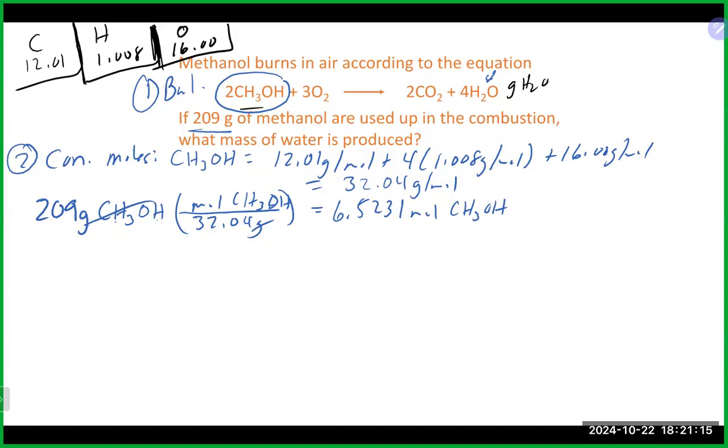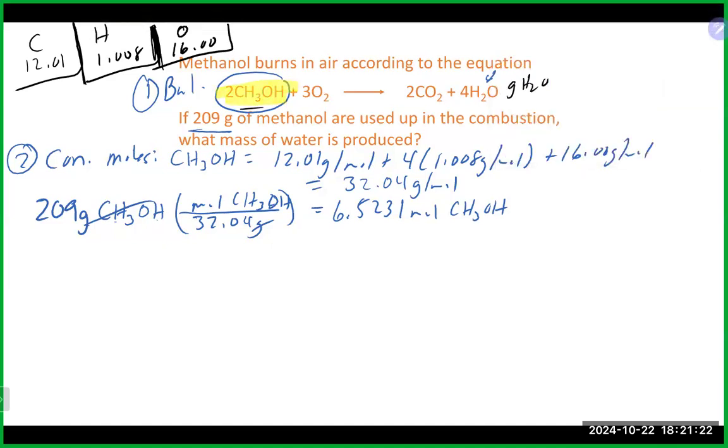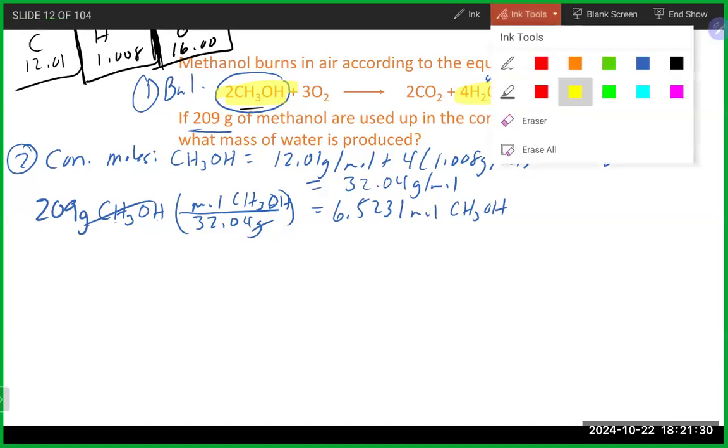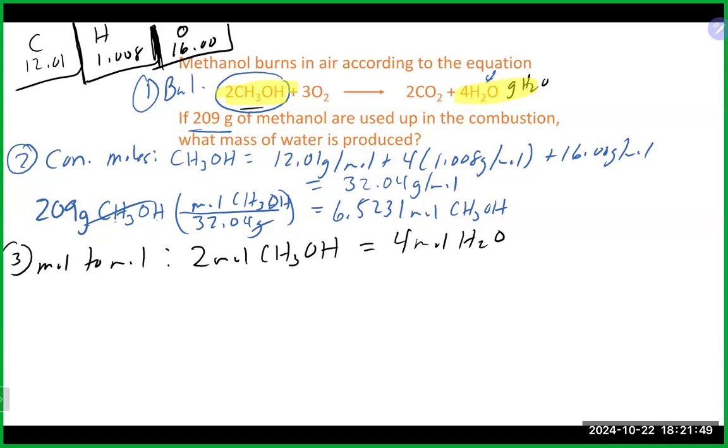Now that we have that, we're not interested in that. And this is where we're going to go again to our equation, and we're going to look at what they gave us. We're going to look at what we're trying to find, and we're going to get that conversion factor, which is stoichiometry, to allow us to go from methanol to water in this case. So our mole to mole relationship here from the equation is for every 2 moles of CH3OH, and again, just the coefficient, gives you 4 moles of our water in this case.